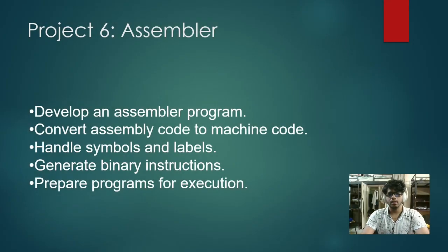Project 6 is about building an assembler. The assembler converts assembly language into machine code. Machine code is the only language that the computer understands. The assembler also handles symbols and labels. This project connects human-readable programs and hardware.